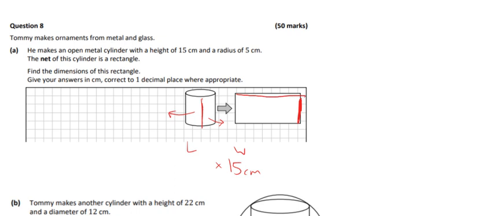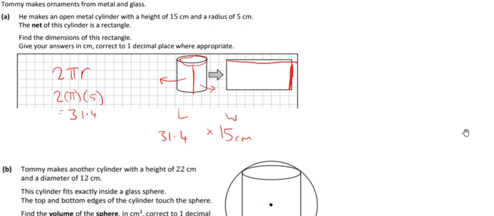This bit here, the length will be the same thing as the circumference. All of that circumference is just opened out there. So we have to go find the circumference, which is 2 pi r. So we do 2 times pi times the radius of the circle at the top. The radius of the cylinder is 5, and that gives us 31.4. So 31.4 is the length of the rectangle, and 15 is the width.